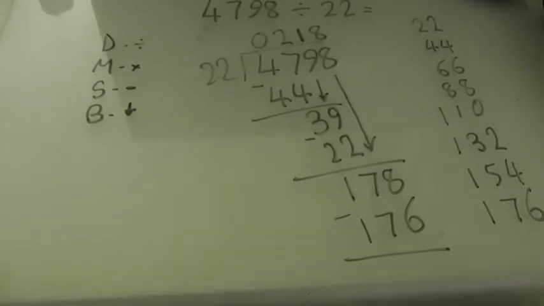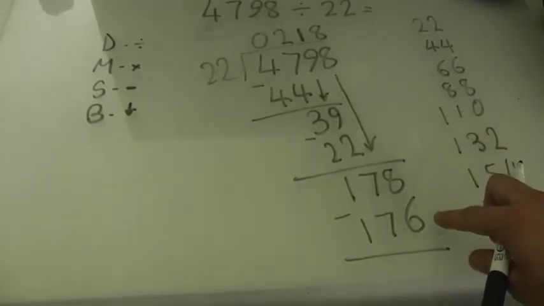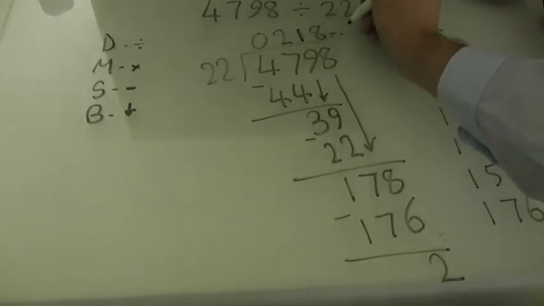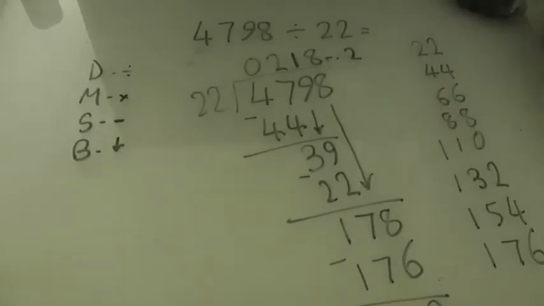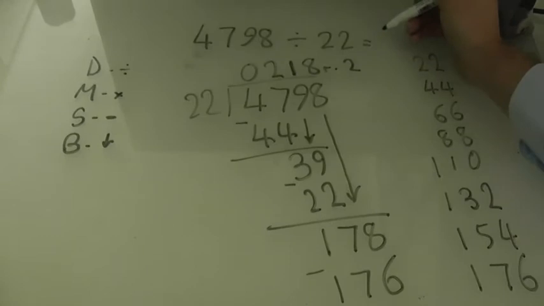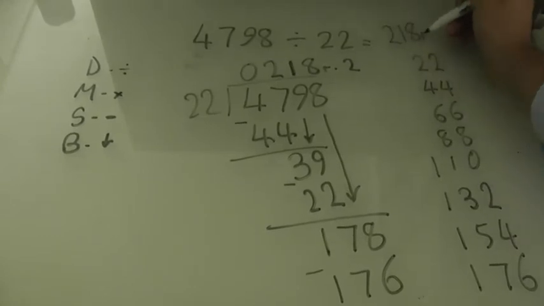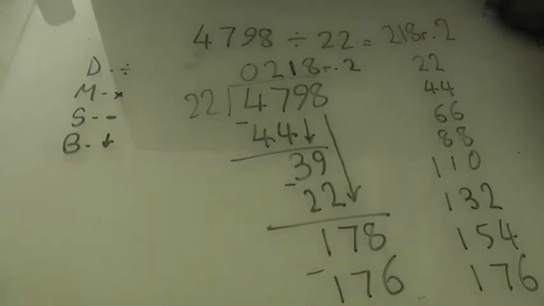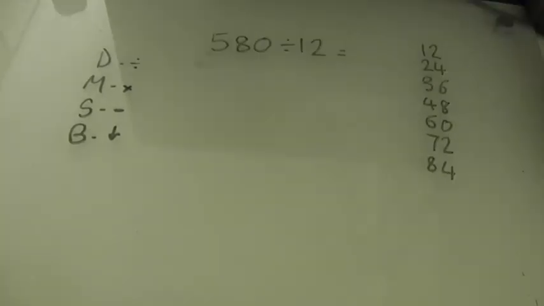So we do 178, take away 176, which will give us 2 left. So all we write at the side is remainder 2. And there's your answer. See, wasn't as tricky as we thought. Your answer would be 218, remainder 2. The only difference is you had a 2 left over, so you just need to write remainder 2. Okie doke, let's have a look at another one.